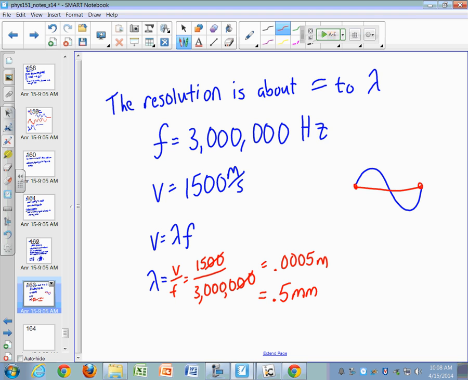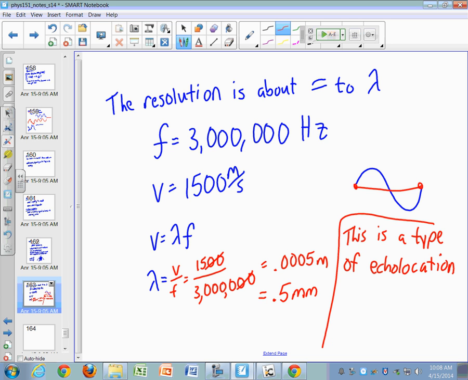This is a type of echolocation. Echolocation is like what dolphins do when they send out a sound, and then they'll measure the sound that comes back that's reflected to them. Other animals do this as well. Bats do this. Bats actually use ultrasound to do echolocation. It's the same idea. They're emitting the sound, and then it comes back, and they hear it with their ears, and then they can calculate this penetration depth.